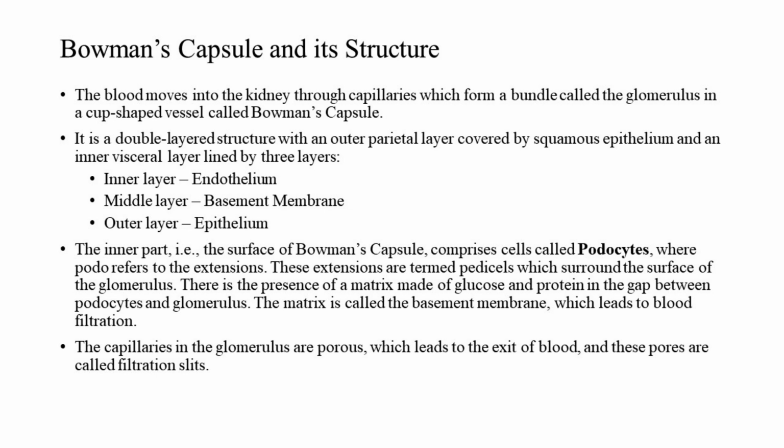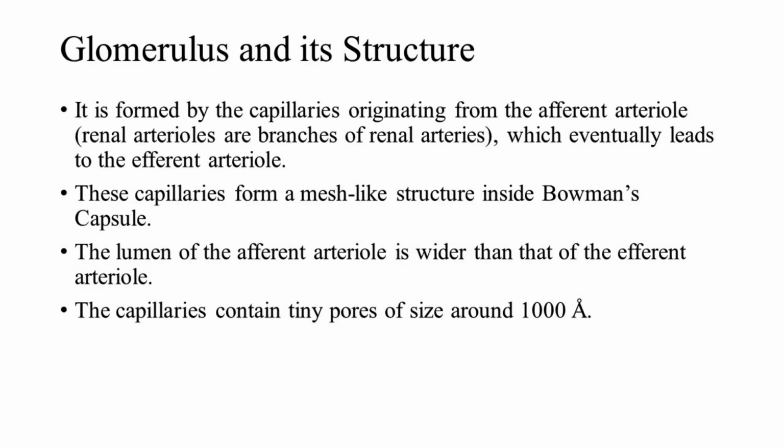The capillaries in the glomerulus are porous, which leads to the exit of blood, and these pores are called filtration slits. Glomerulus and its structure. It is formed by the capillaries originating from the afferent arteriole. Renal arterioles are branches of renal arteries, which eventually leads to the efferent arteriole. These capillaries form a mesh-like structure inside Bowman's capsule.